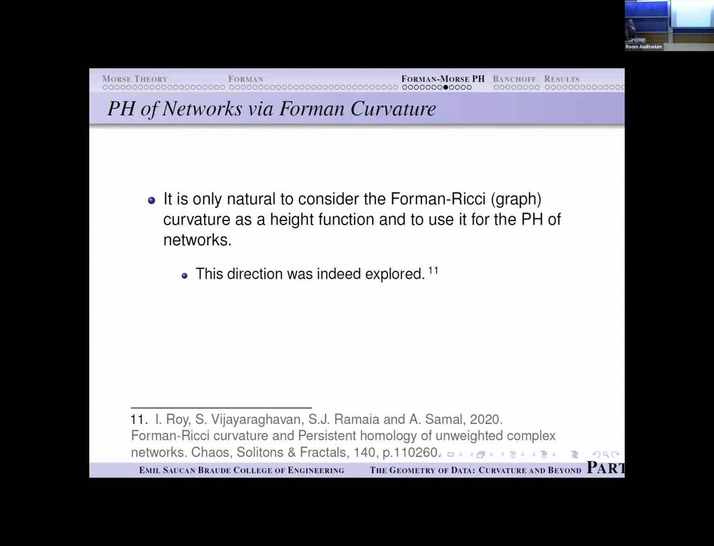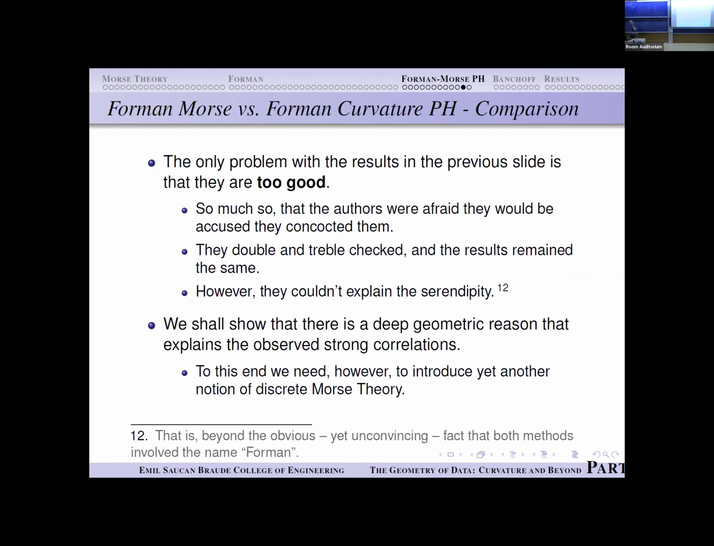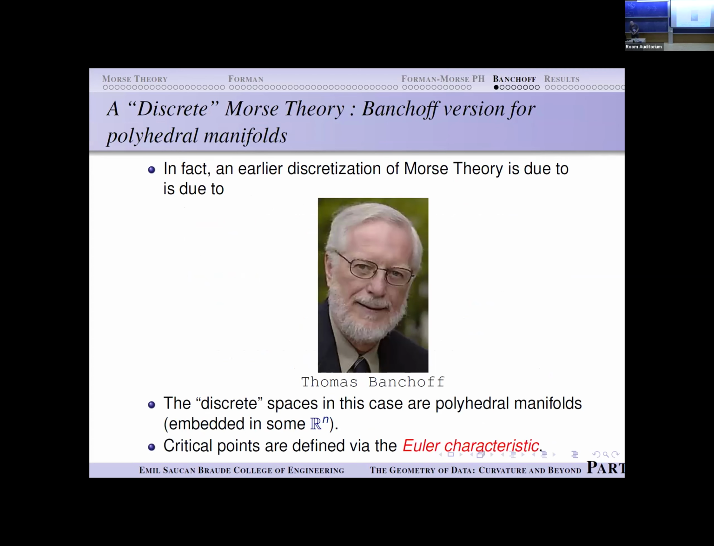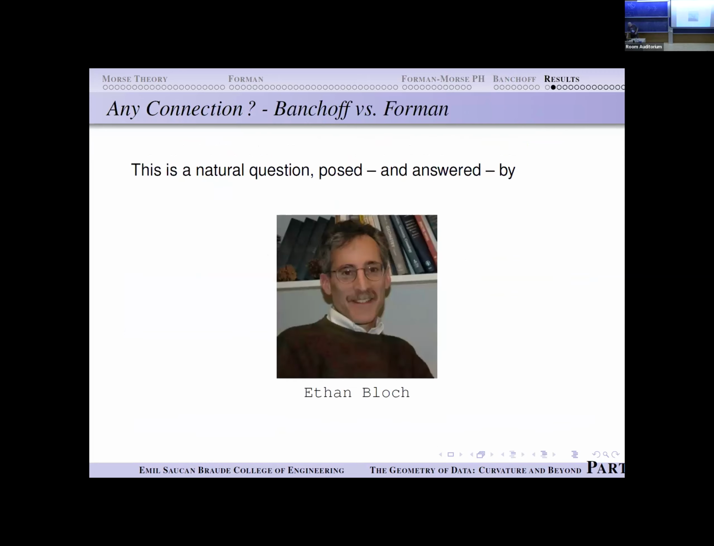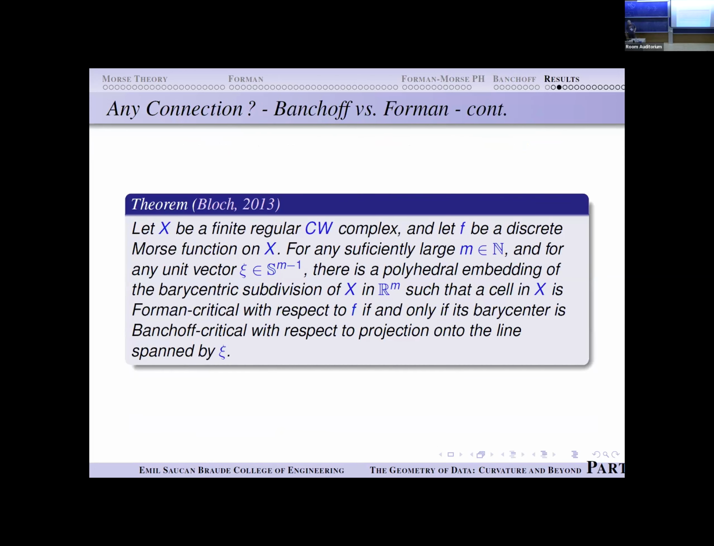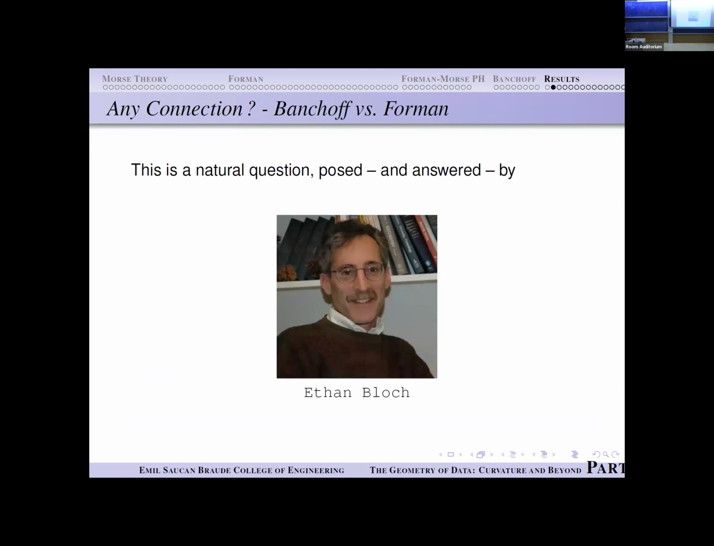Okay, so that's how we stand for now. And then, so there are connections, yes? So there is a natural development, or rather an unnatural development, because you should have done this before this in practice. But once you use Forman, you remember it has a Ricci curvature, so you can use it also for persistent homology. And that's more or less what we learned yesterday. Okay, so we got to this question, if there is a connection between the two approaches, between Forman and Banchoff, and that's when we got to Bloch.